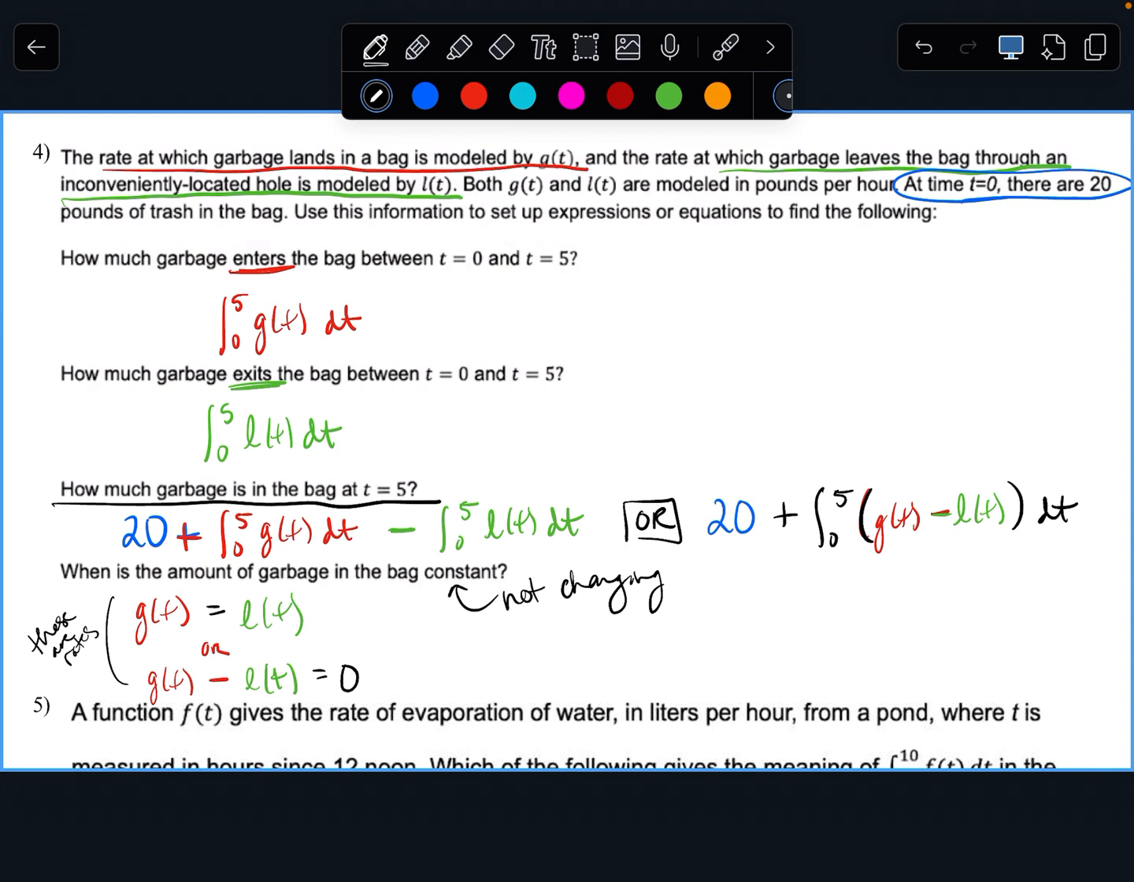So then to think about that, remember G and L are both rates. So you could either think about it, okay, when the going in and going out are the same, because then it just stays like whatever the pound is. Or you could think of it, if I were to subtract them, it would be 0, because think of like derivative of a constant is 0. So that's why it's that one. Are there any questions? Okay.